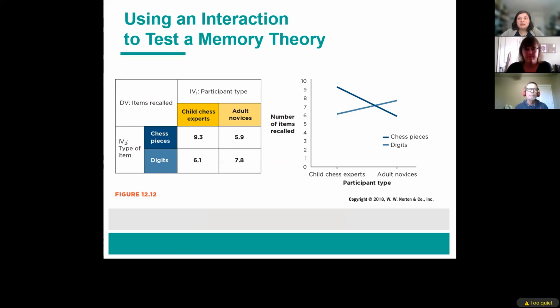And the results shown here tell us what? Is there an interaction? Yes. Okay, what is the interaction between? Child experts and adult novices and, oh my gosh. It's okay. So yeah, participant type by type of item. Perfect. On the number of items recalled. So here they wanted, should I talk about the design again? Was that confusing? Sure, one more time. Okay.